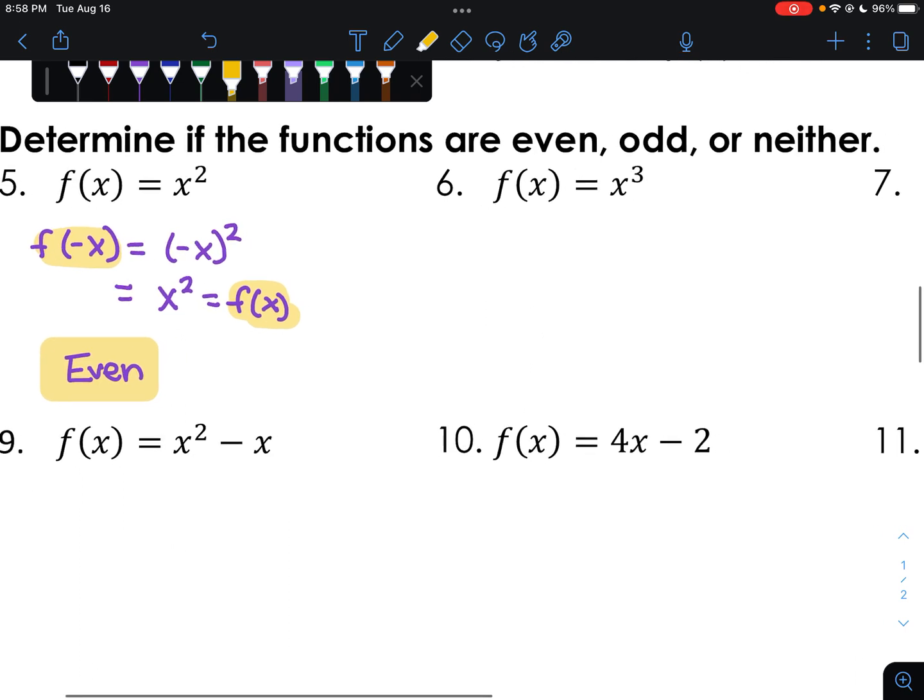Looking at number 6, we have f of x equals x to the third power. So I have f of negative x. Again, that's what we evaluate to determine if it's even or odd.